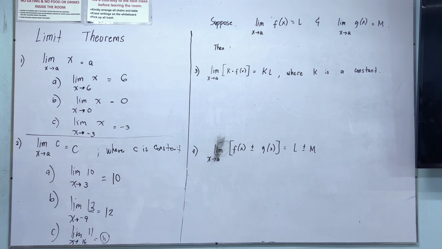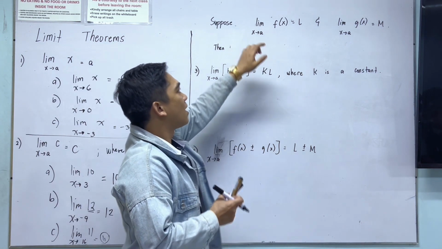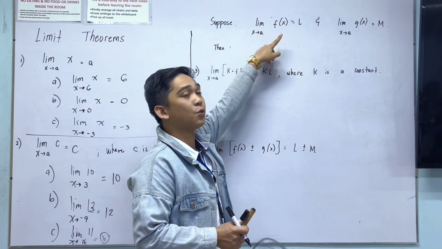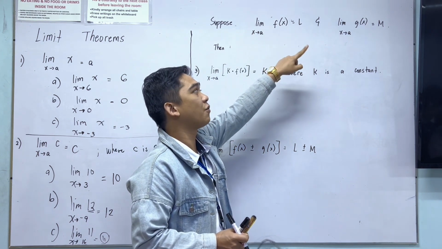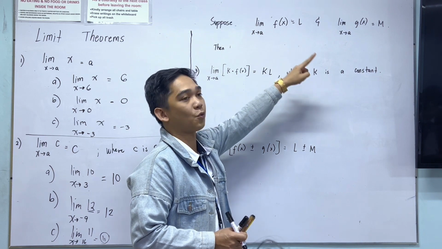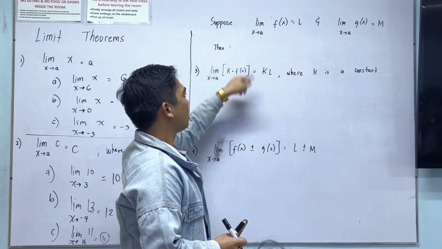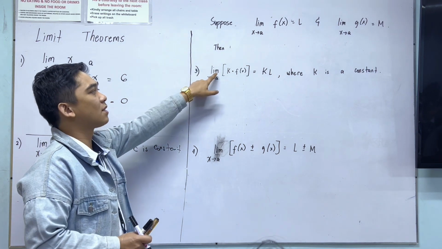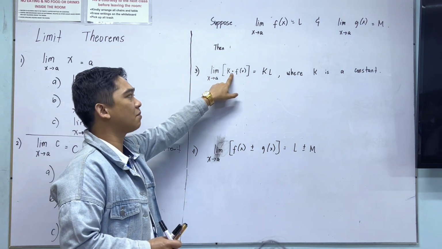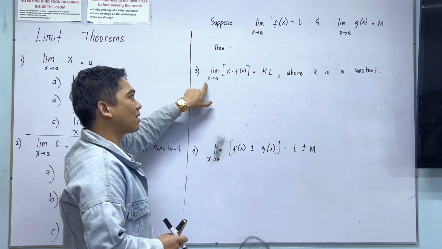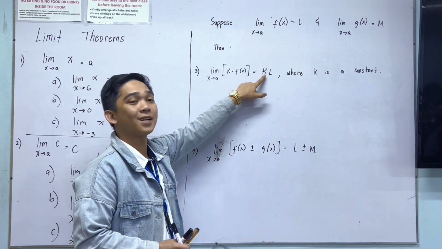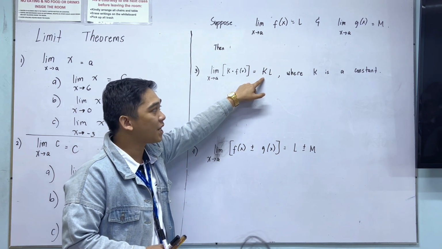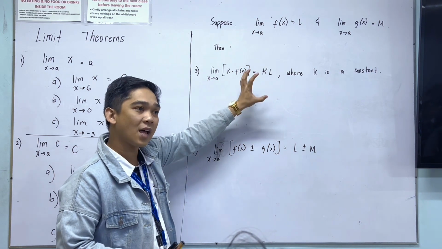What if we have two functions? Let's say the limit of f of x as x approaches a is equal to L, and the limit of g of x as x approaches a is equal to M. Then we have here number 3, the limit of k times the function as x approaches a is equal to k times L, k times the limit, where k here is the constant. So, constant times the limit.